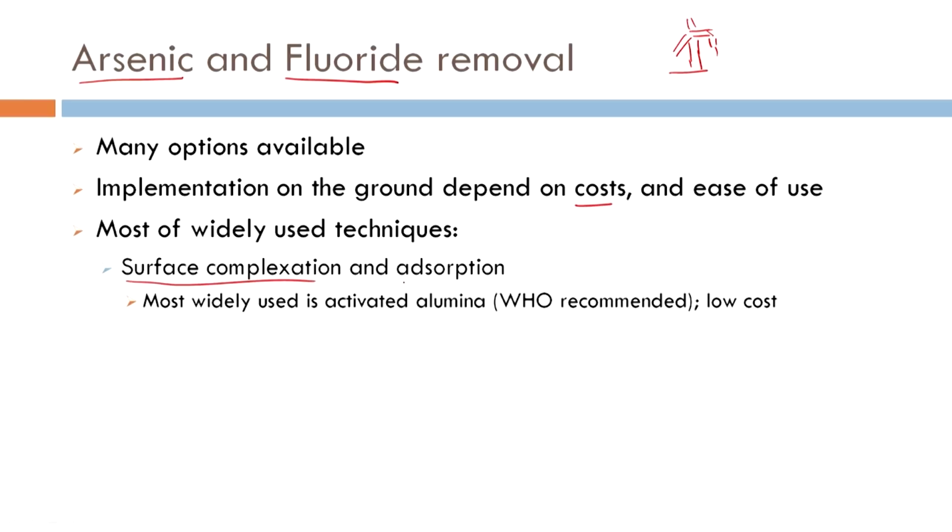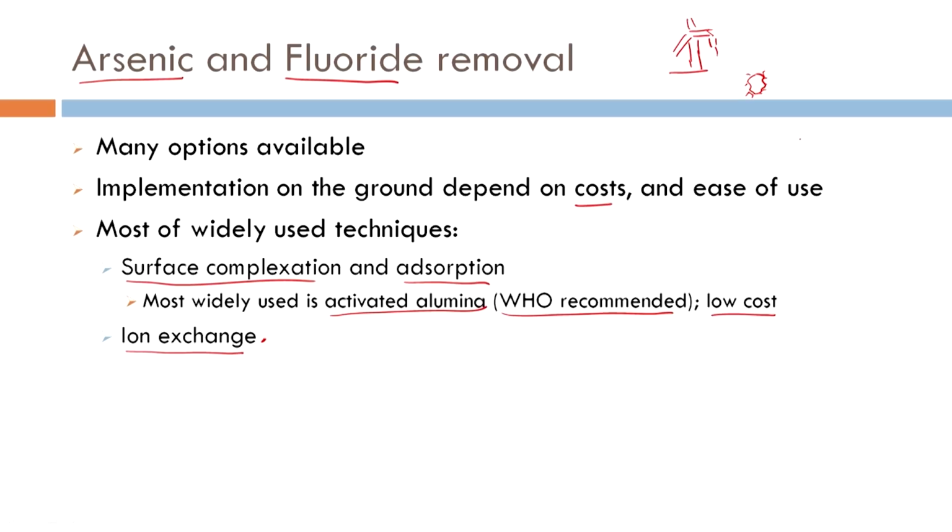Surface complexation and adsorption, as in you use an adsorbent upon which arsenic and or fluoride can complex and adsorb. Let us say it is adsorption, not absorption. You have surface sites here where arsenic or other compounds can adsorb depending on the type of adsorbent. Most widely used and recommended by the World Health Organization is activated alumina, and it is low cost too, and relatively proven. Another thing is ion exchange, but the issue with ion exchange is, let us say I have other compounds too, as in what do I have here?